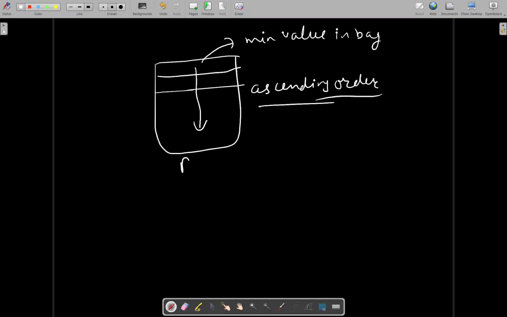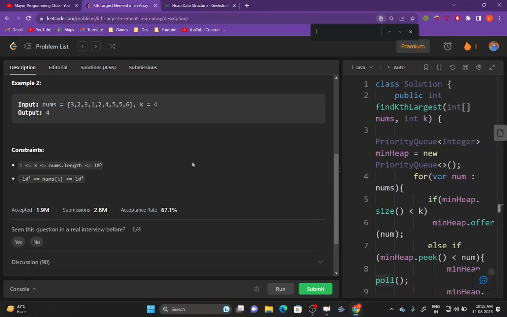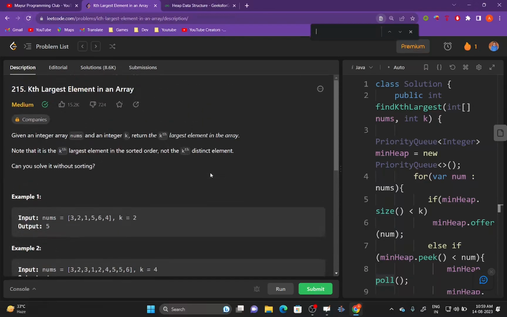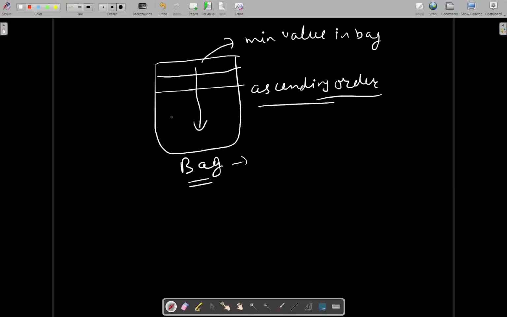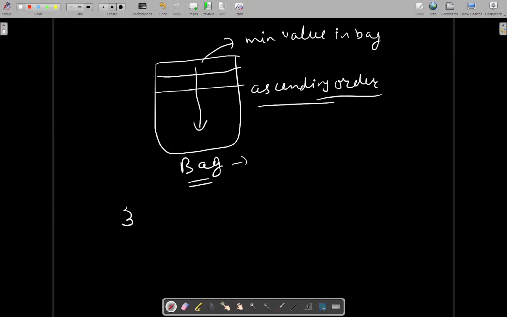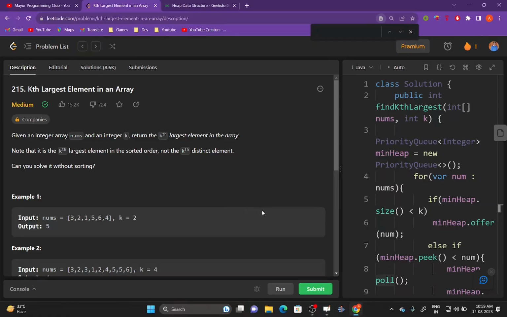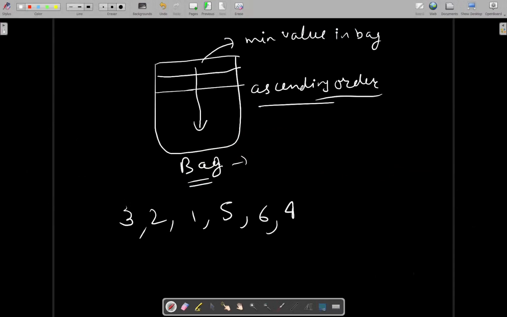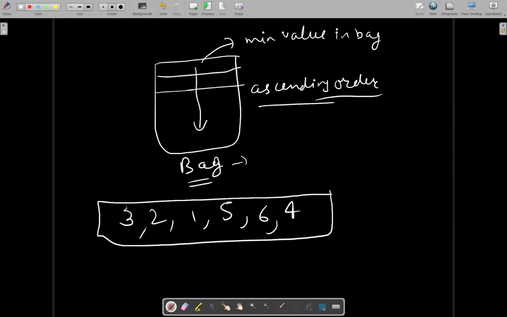And this is a bag. Bag here is nothing but a hypothetical construct that I have made to make you understand the logic of the problem. Now let's say there are less than k elements in the bag, and the given array is 3 2 1 5 6 4, and k given here is 2.